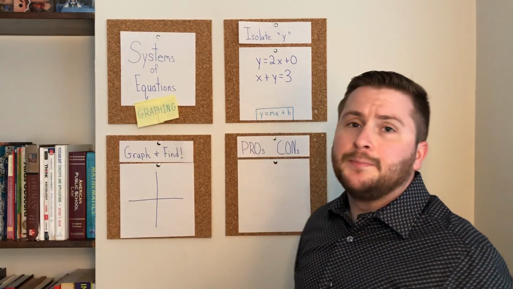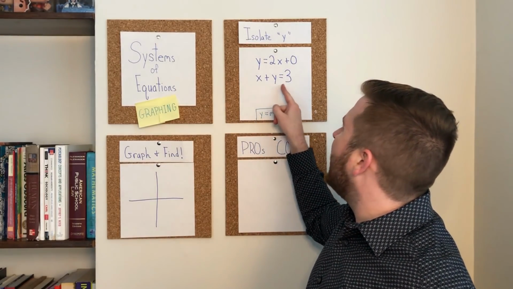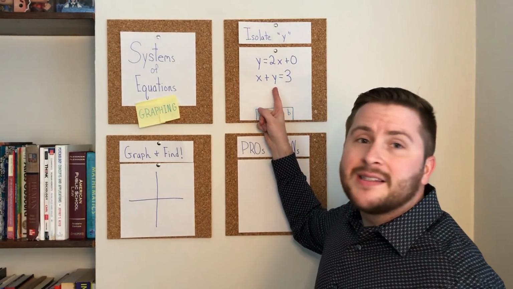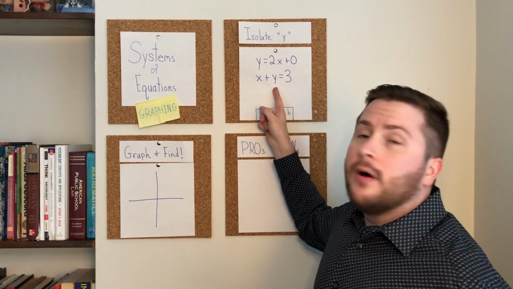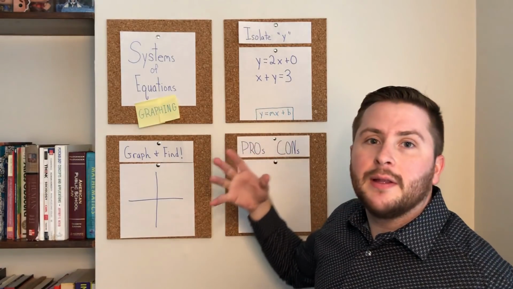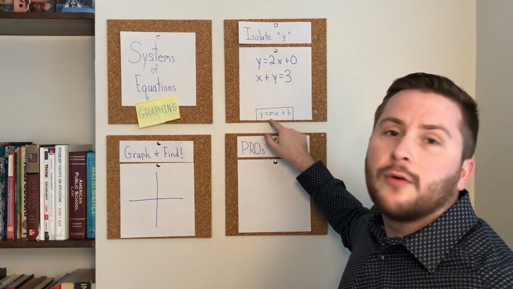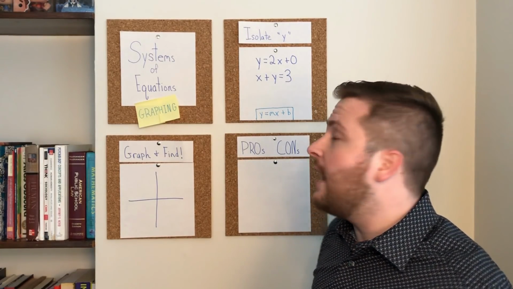Let's take a look at the second one. We have x plus y equals 3. This is an equation, and you have to ask yourself, is the y by itself? Is it isolated? No, unfortunately it's not. So we do have to do a little bit of moving around of the variables so that we get it into the form that we want, so it's easy for us to graph.